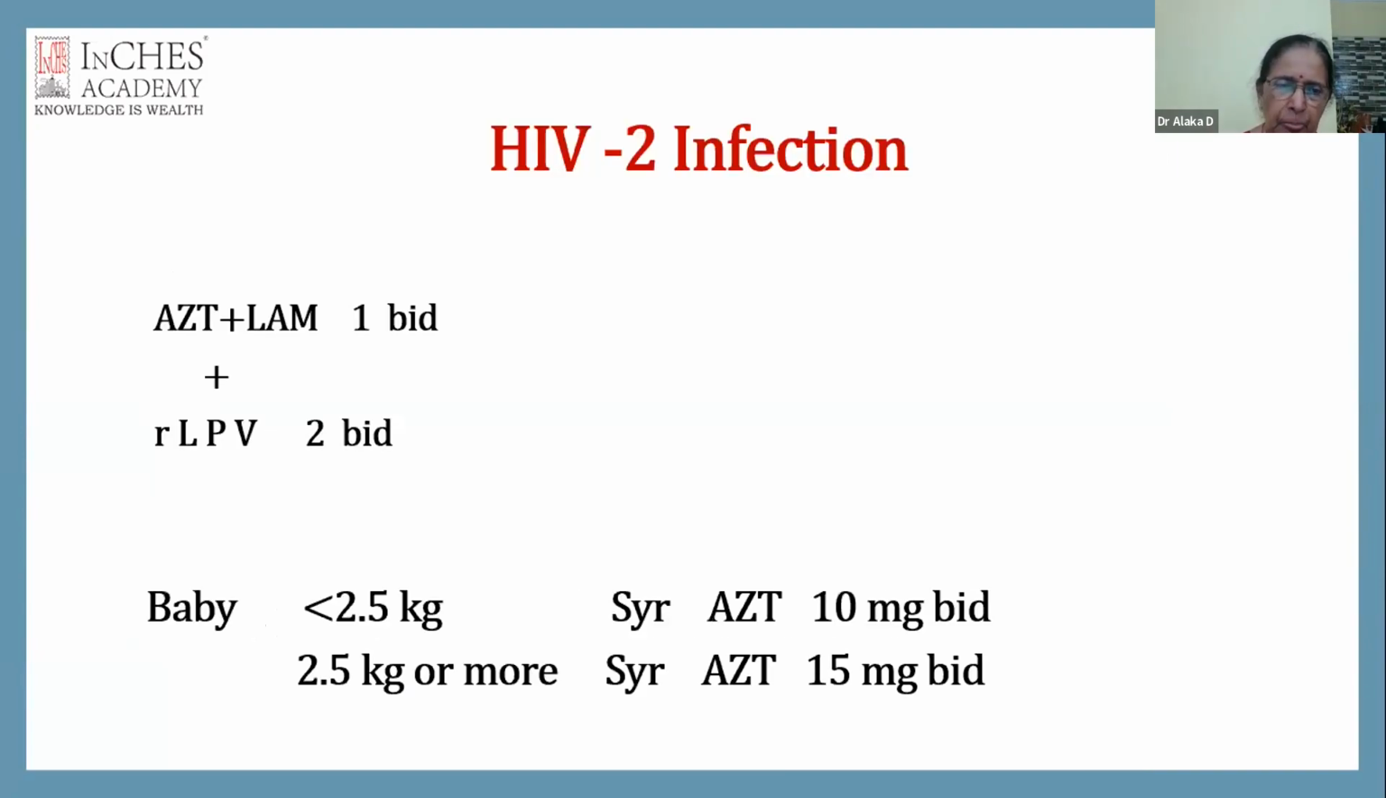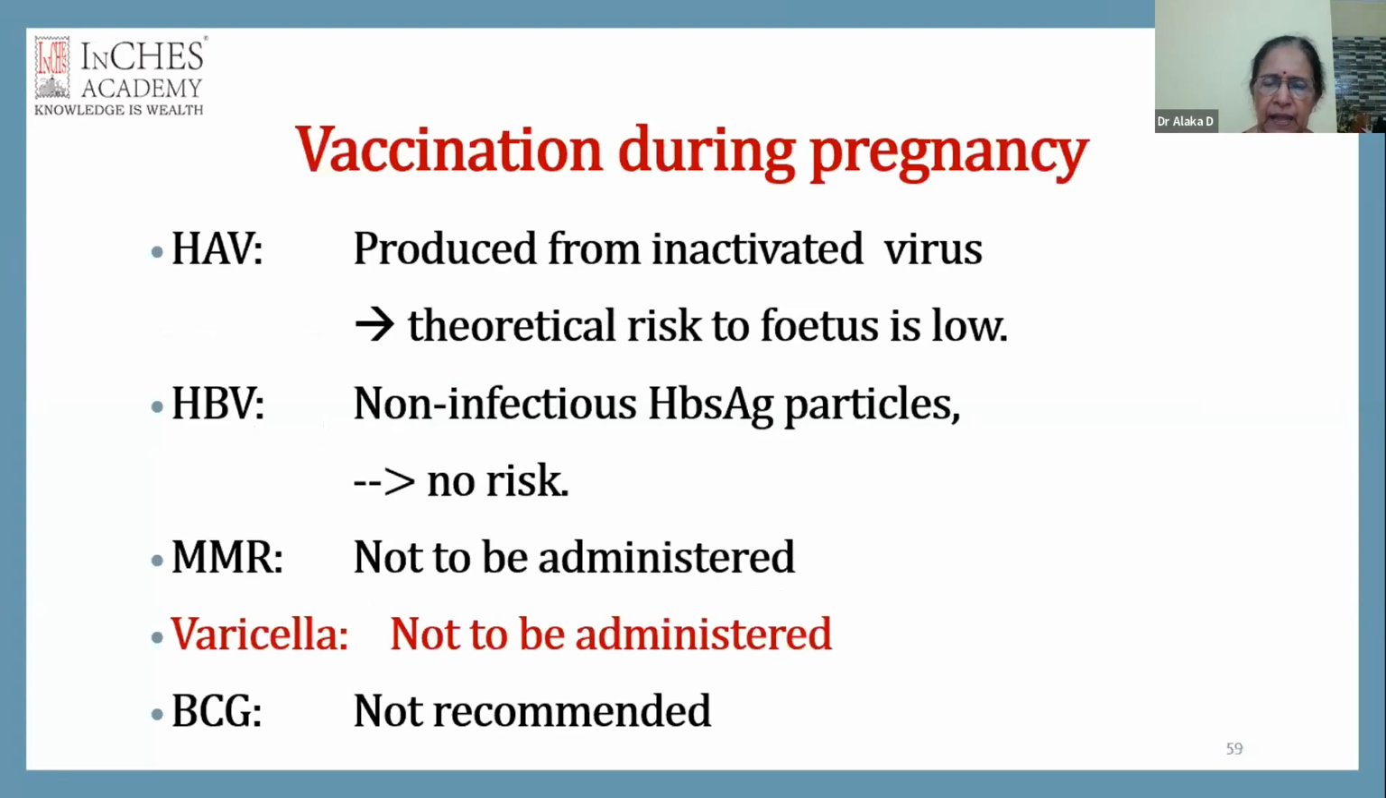HIV-2 infection, it is AZT plus lamivudine, 1 tablet twice a day. Along with that, ritonavir, lopinavir, 2 BID. Okay, so for HIV-2, the regimen is slightly different. And then again, baby is to be given AZT syrup, for baby less than 2.5 kg, 10 milligram BID, and more than 2.5 kg, 15 milligram BID.